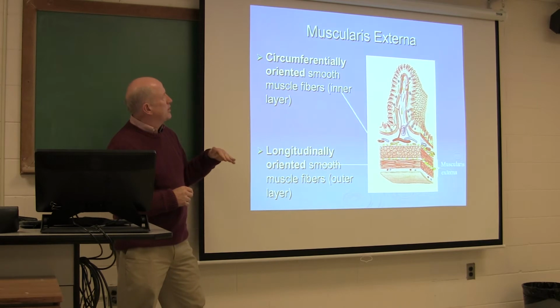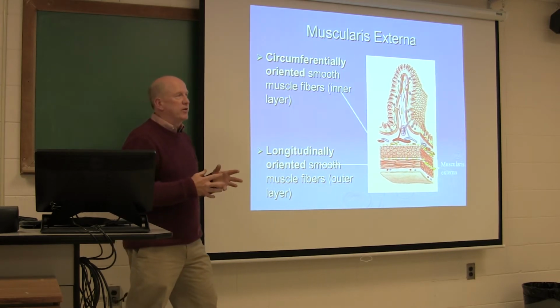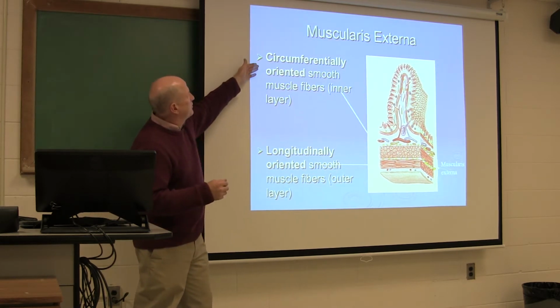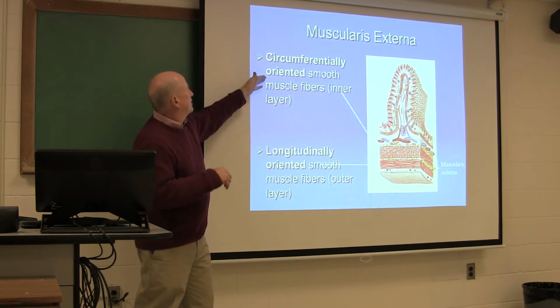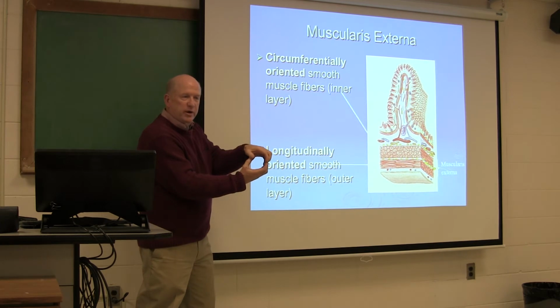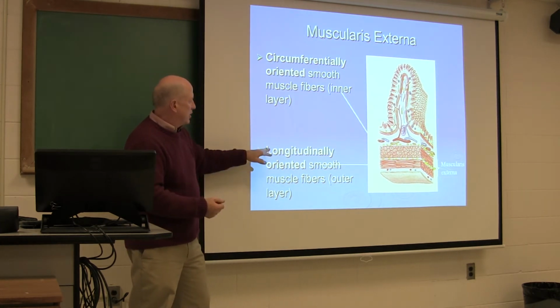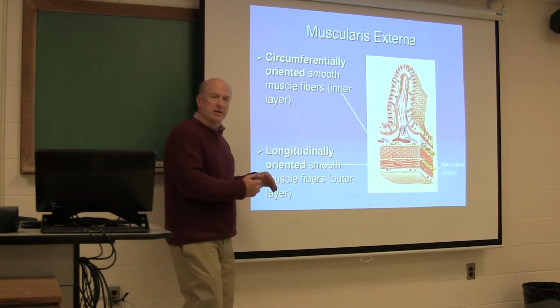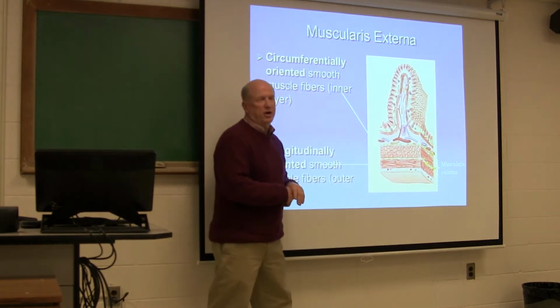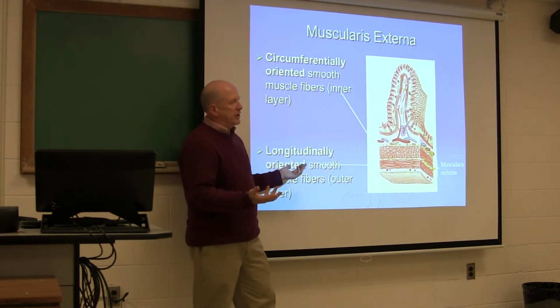All right, next layer will be the muscle layer, the muscularis externa. And you can see clearly that there's two sets of muscles, two layers of muscles in the alimentary canal. So the innermost layer is circumferentially oriented, so obviously going around. So they're going to go around the tube, all the way down the tube. Versus the longitudinally oriented layer on the outside, it goes the length. The fibers are running the length of the alimentary canal, or not the whole length, but in a lengthwise orientation.